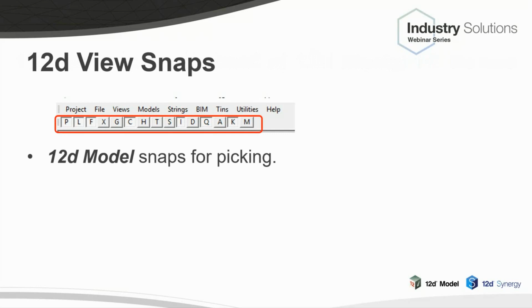we have the snaps available for picking things, just like we do in 12D Model. So you've got your point snap, your line snap, face snap. All those things you can toggle on and off when you're inquiring on things and picking things, just the same as before.